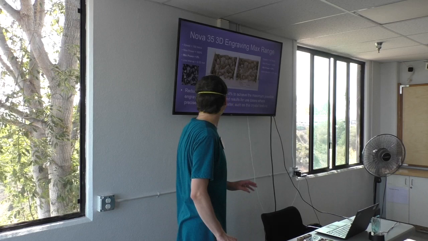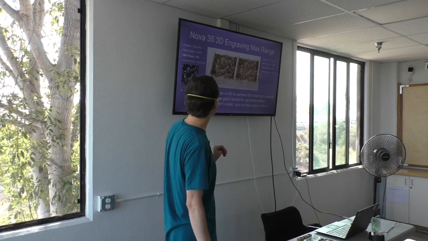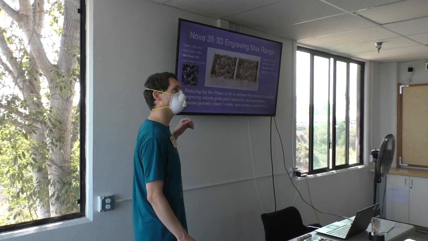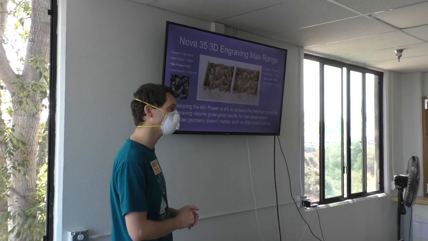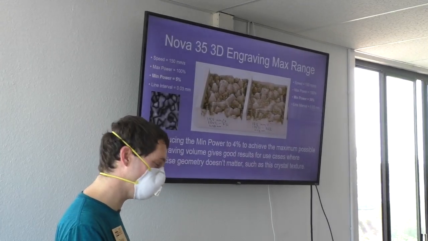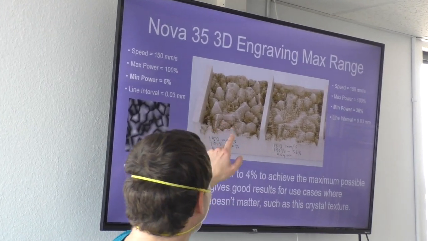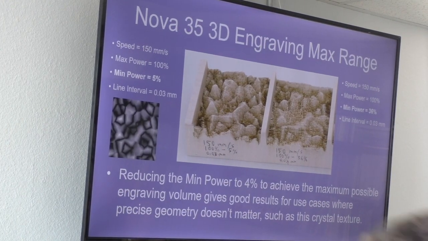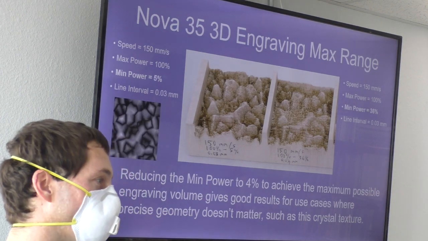So here's some actual non-test images. This is showing a situation where the non-linearity you get from using the 4% min power is not a problem. If you've got a design where it doesn't matter if it's exactly the right geometry, you can get that full range. And you can see that it has a dramatic impact, where you've got this very clear texture compared to much lower for the one on the right. So this is a situation where using the 4% works out great.